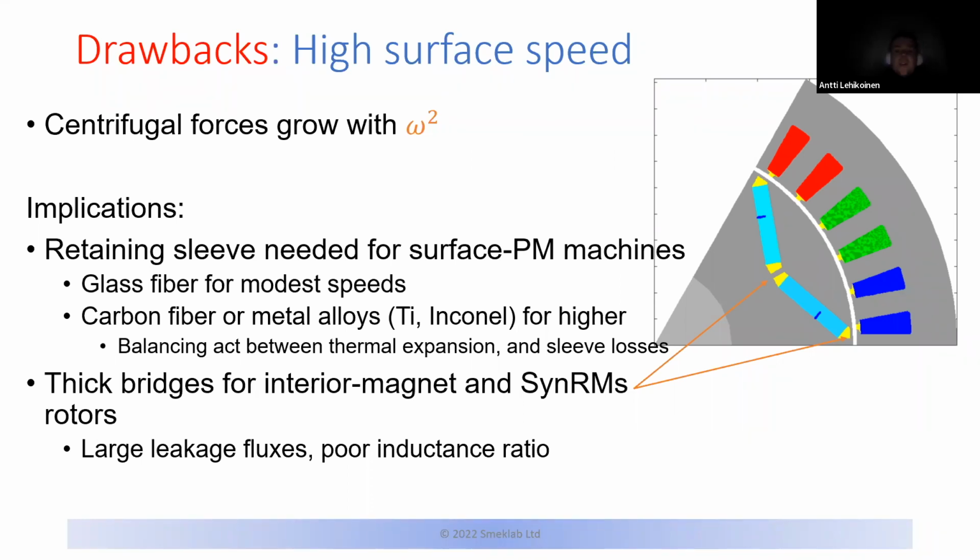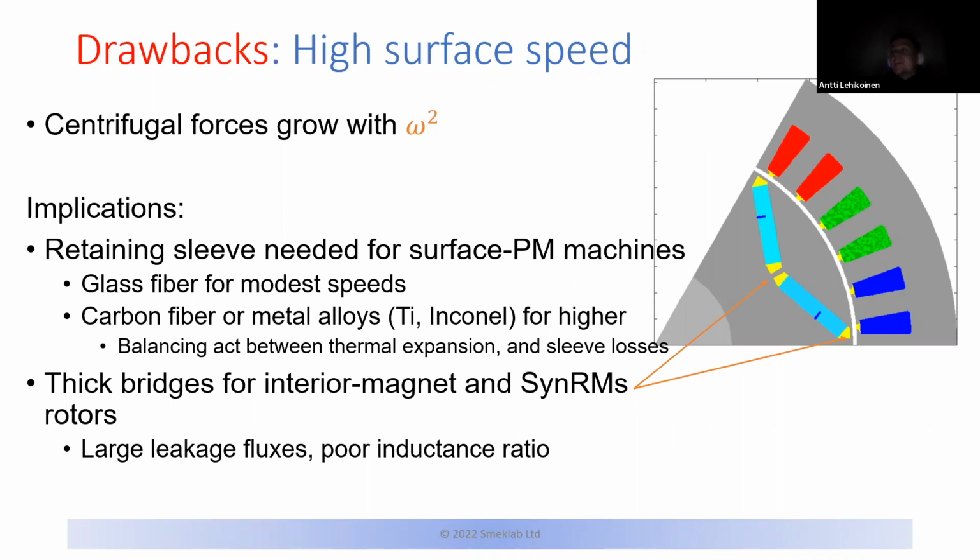If, on the other hand, you have an IPM, like in the picture here, well, the magnets are embedded inside the iron. That's where the name comes from. And you have to have some kind of thin iron bridges to hold them in place, to stop them from spinning away. Now, when your speed gets higher and your stresses get higher, those bridges have to get thicker and thicker to be mechanically strong enough.